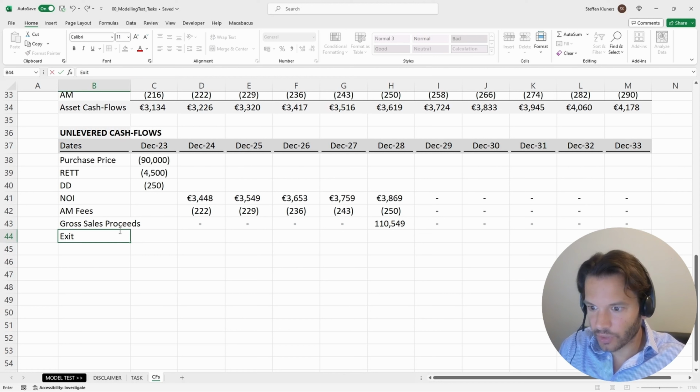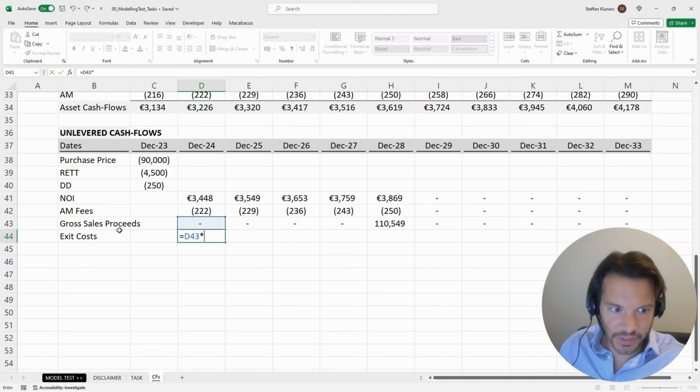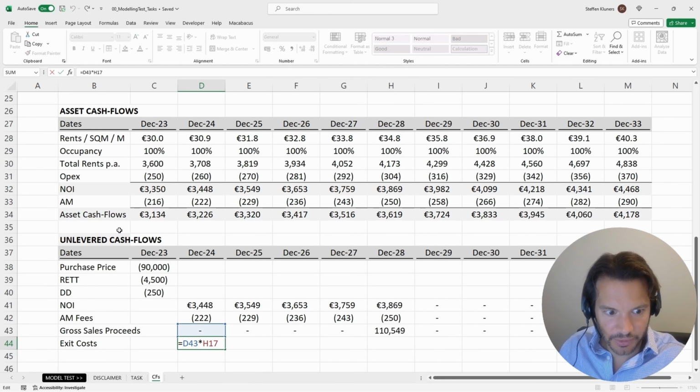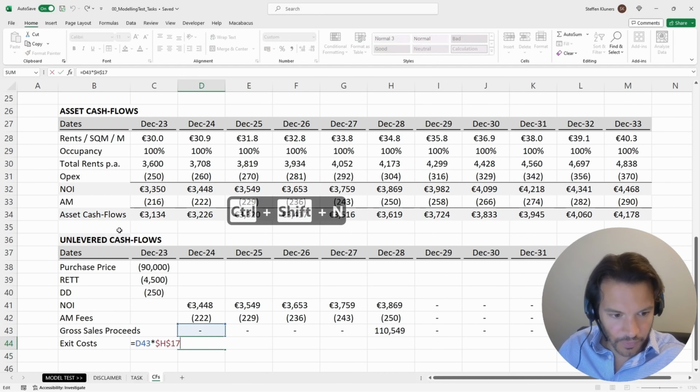Now we can calculate our exit costs. And the exit costs are 1% of the sales proceeds. Okay, so that's a pretty easy calculation. So we're multiplying the sales proceeds by 1%. Copy this over. And this time it's actually a negative. Okay. And now we have our exit costs, which means that we can calculate our total unlevered cash flows.